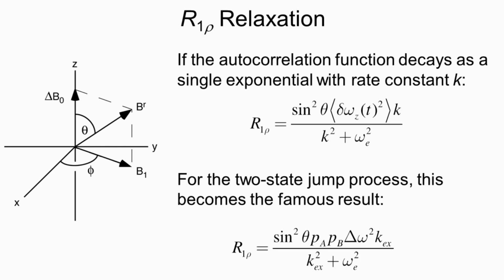If omega E went to 0, we would be back to our normal expression. But as omega E gets larger, we can suppress the effect of the two-state jumps. If omega E approaches infinity, if we could turn the B1 field on at a very strong level, the denominator becomes very large, and then R1 rho disappears. This, of course, is what makes R1 rho and spin locking experiments very powerful: we can control the amount of line broadening as we turn on the B1 field.